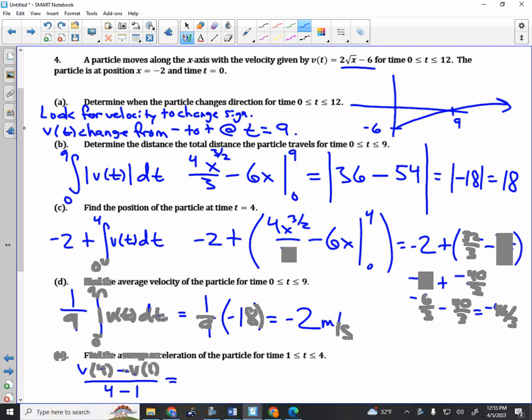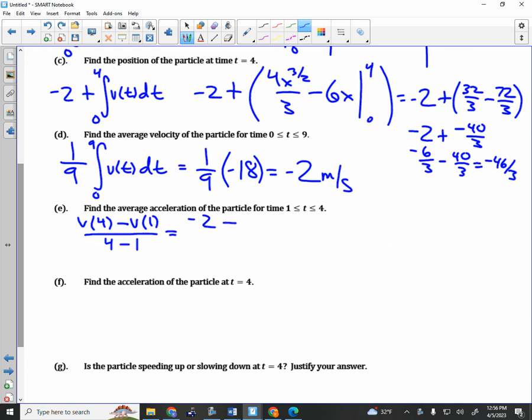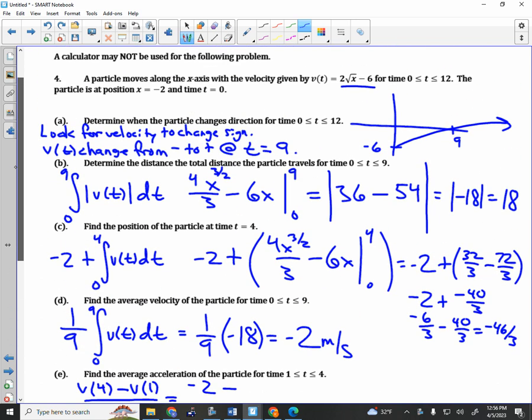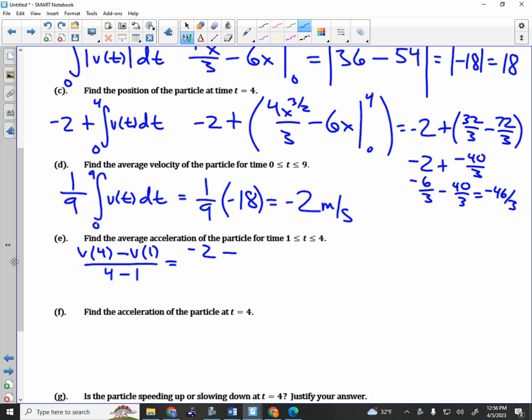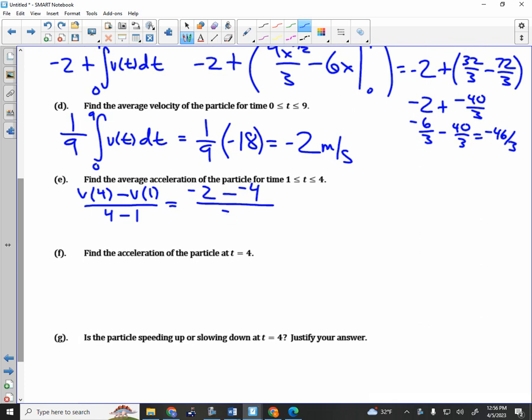Yeah, so if you plug in 4, you get -2 minus -4 over 3. So you get 2/3. What is the label? Meters per second squared.